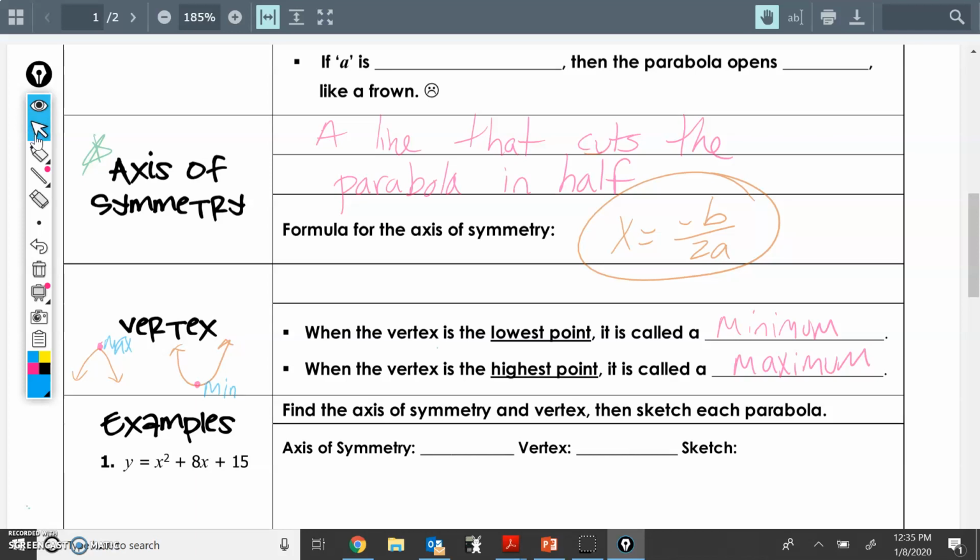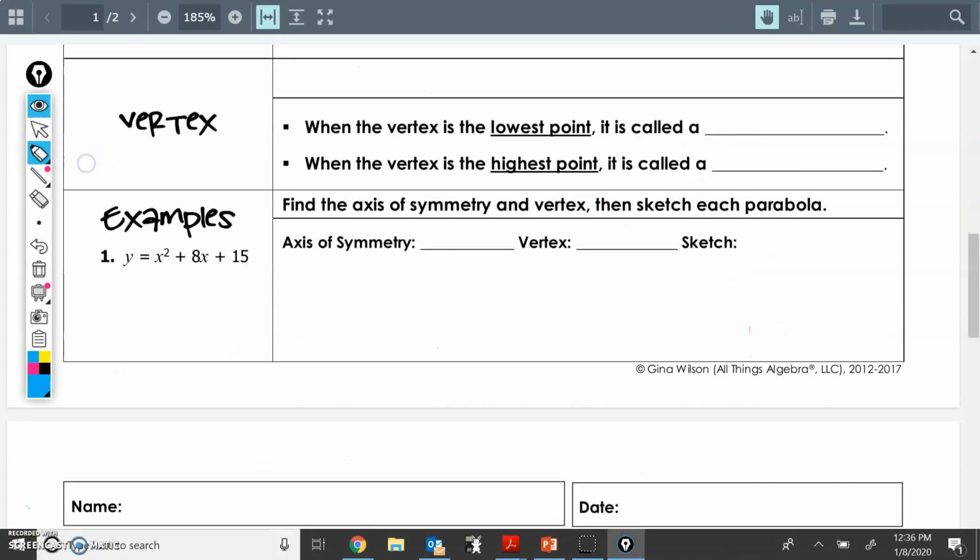Let's look at some more examples. First example, we have y equals x squared plus 8x plus 15. To find the axis of symmetry, the equation that cuts the parabola in half, we need the formula x equals negative b over 2a. Looking at this equation, a is 1, b is 8, c is 15. We don't even need c, but just in case. So plugging those numbers in, negative b, so we have negative 8. And if b was negative, it would switch to positive. 2a, so it's 2 times 1.